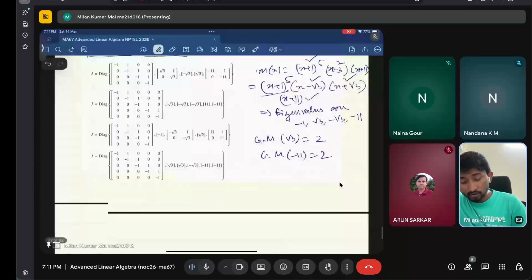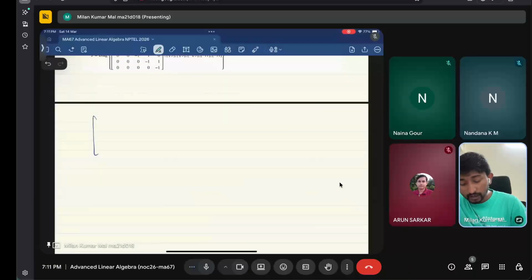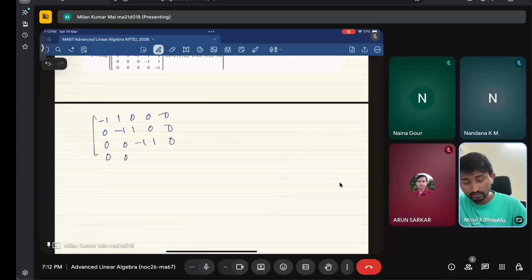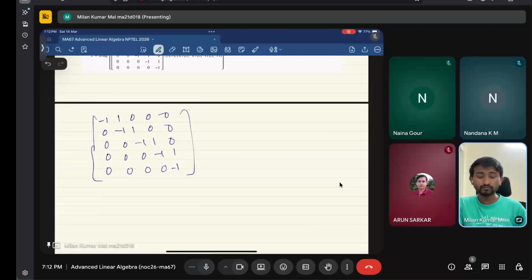First of all, one block will be like this: minus 1, 1, 0, 0, I need the 5 by 5 block. 0, minus 1, 1, 0, 0, then 0, 0, minus 1, 1, 0, and so on, down to the last entry minus 1. I have written it correctly. So this is corresponding to x plus 1 to the power 5.